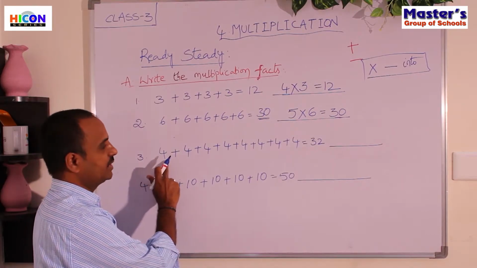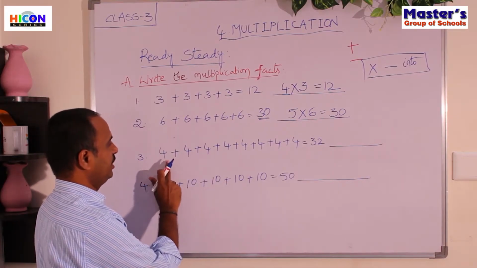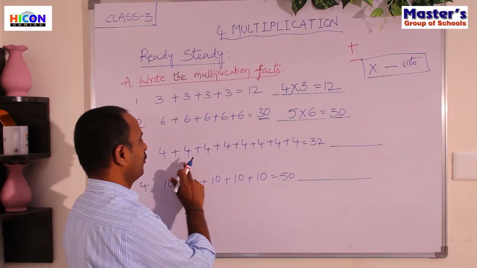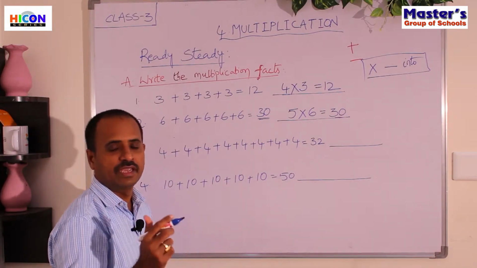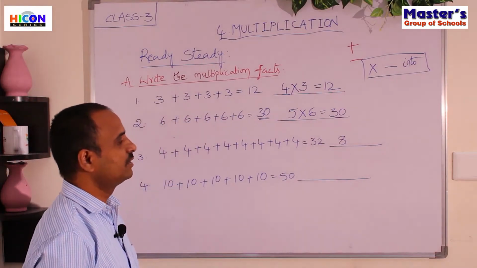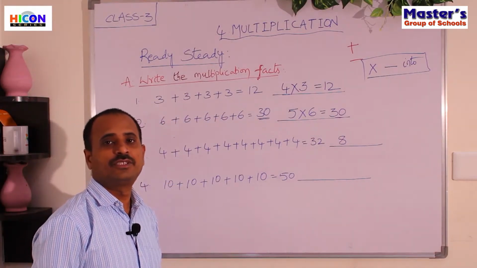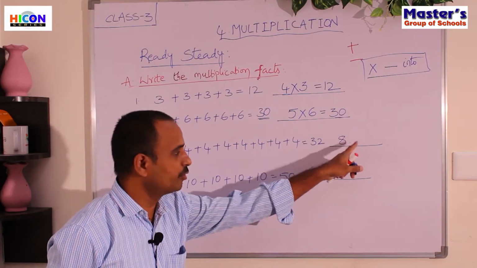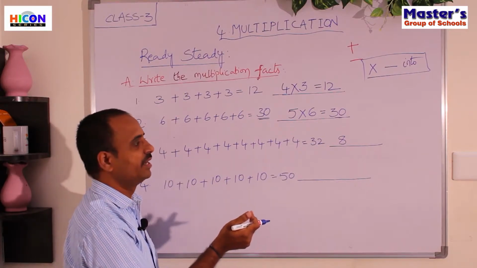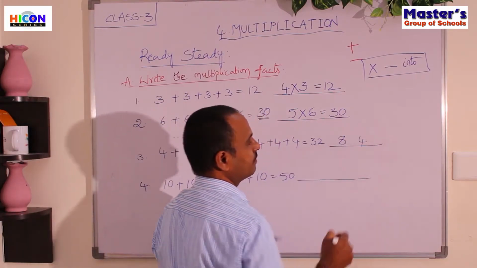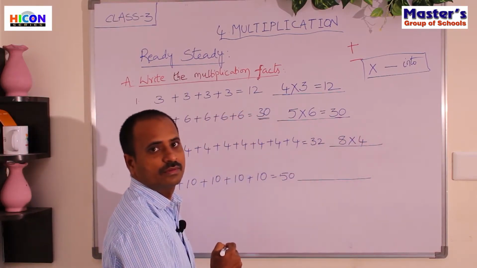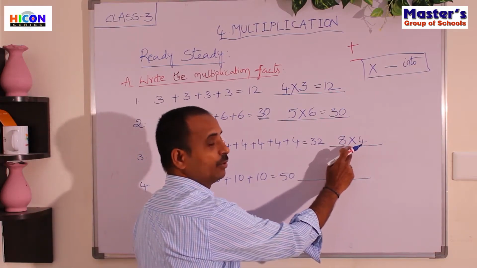So how many times is the number 4 repeated? 1, 2, 3, 4, 5, 6, 7, 8. So the number 4 is repeated 8 times. So write 8 first. So which number do we have to write second? Which number is repeated here? The number 4 is repeated. So write the number 4 next. And put the symbol for multiplication, that is into. And it can be read as 8 into 4.